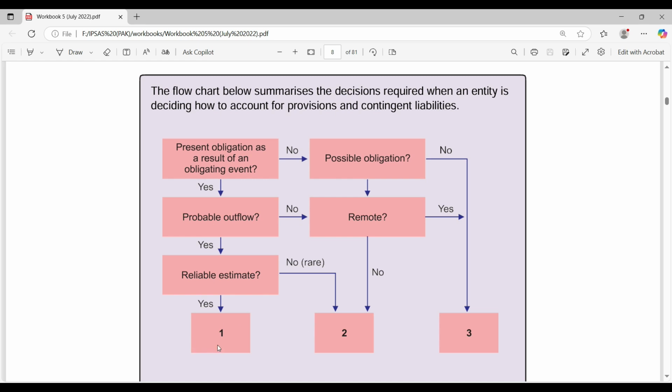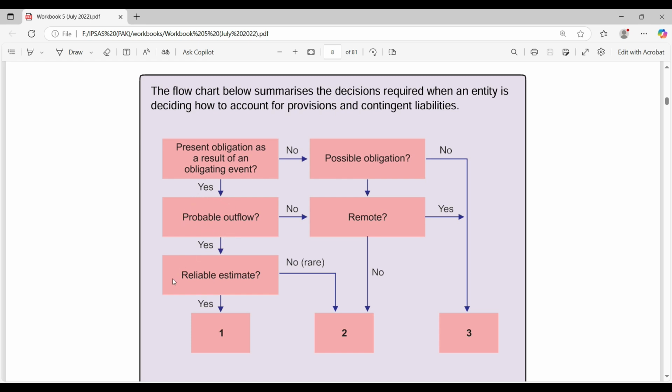There are three scenarios. What will you do in scenario 1, in scenario 2, in scenario 3? Let's see. Is there a present obligation as a result of an obligating event? Yes or no? If yes, the next question is whether there is a probable outflow, whether you have to pay something.